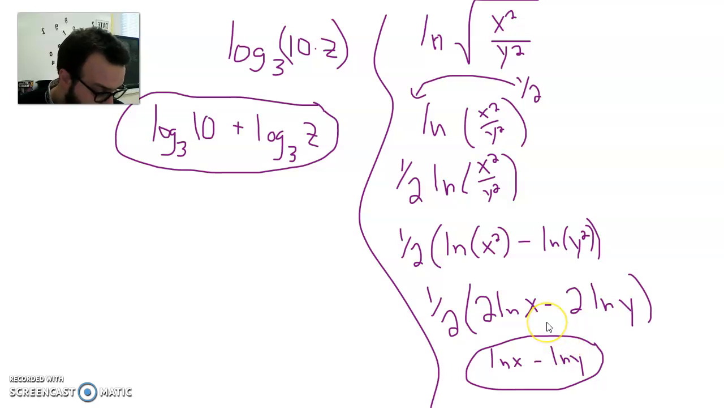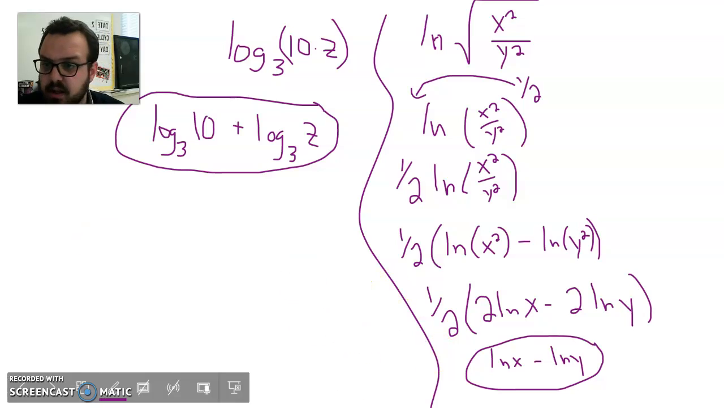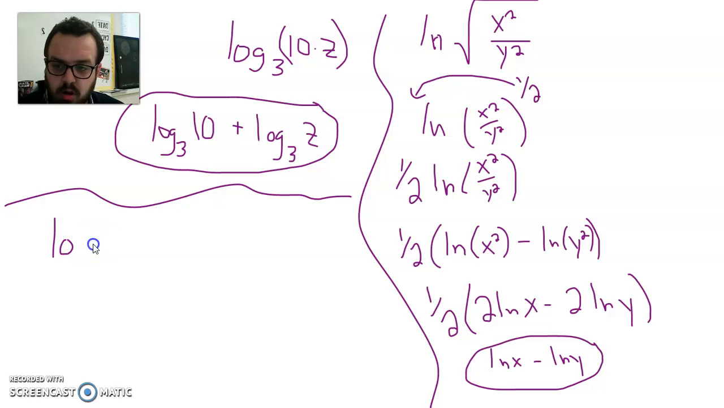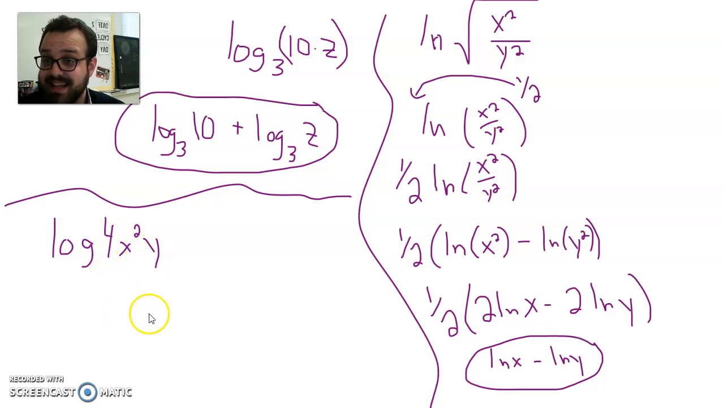Let's do one more example. Let's do the log, and we'll do log base 10. So we'll just write the log of 4x squared y. Again, I'm going to apply my log property of when things are being multiplied. That's the same thing as adding those logs together. So I can say that this is equivalent to the log of 4 plus the log of x squared plus the log of y.